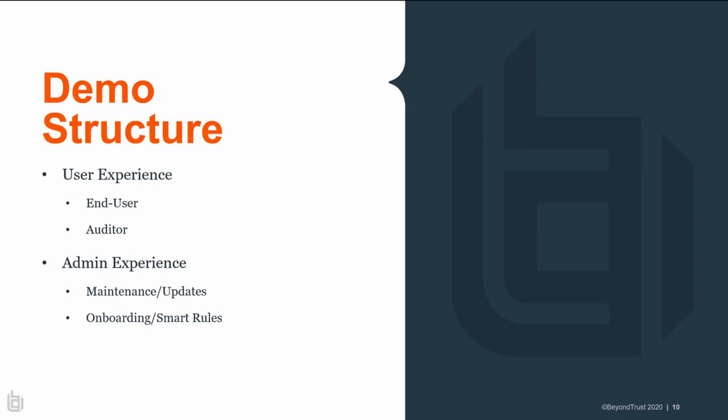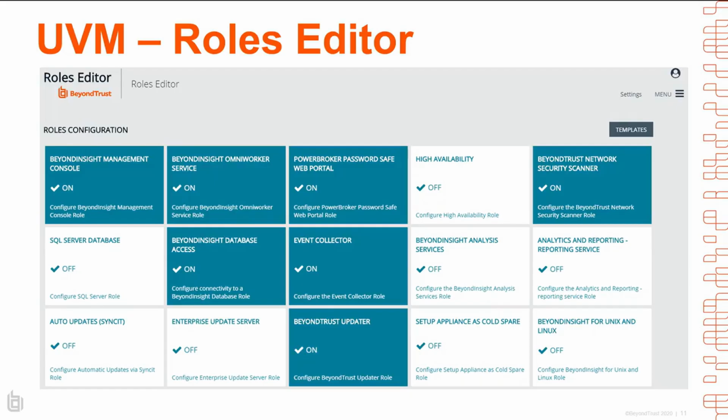By default, the appliance is locked down, meaning that the console access is disabled for increased security. However, most of the functionality for managing the system is exposed in the appliance management user interface. The UVM has all roles installed on it, and the roles editor can be used to set which roles are active on a particular server.